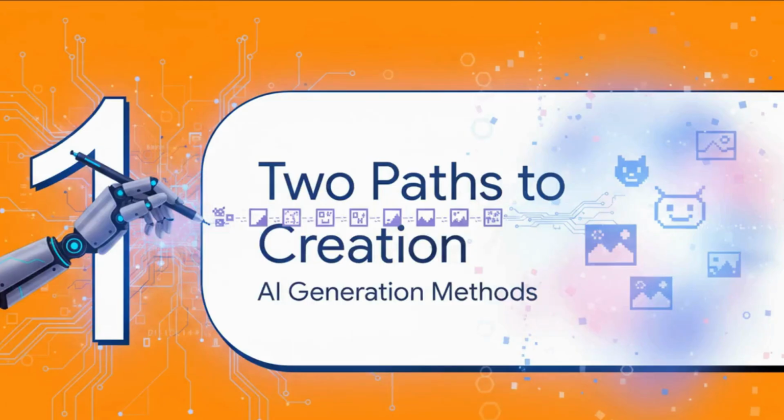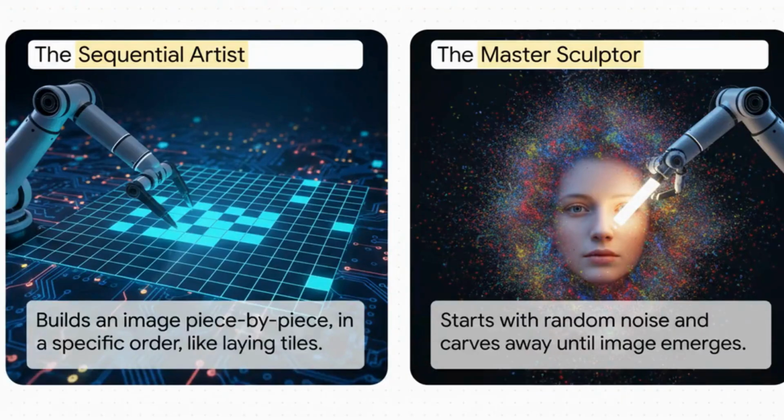All right, so today there are really two main ways an AI model learns to create something new. And this applies whether we're talking about text for a chatbot or pixels for a picture. Think of it like this. On one side, you have the sequential artist. This AI builds a picture piece by piece, in order, kind of like laying down tiles in a mosaic. On the other side, you have the master sculptor. This one starts with just a block of random static and carves away the noise until an image appears.